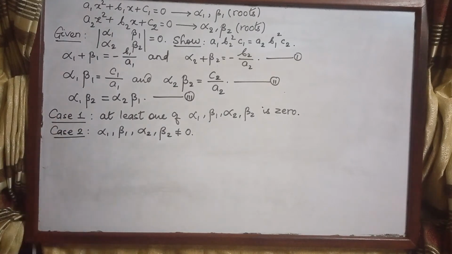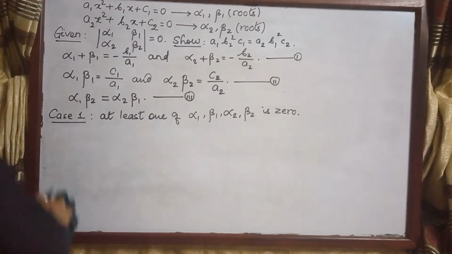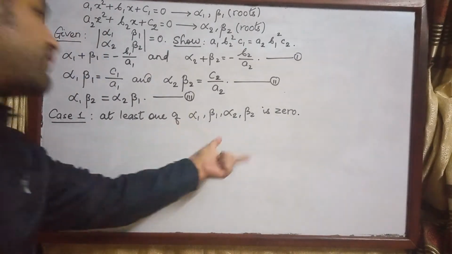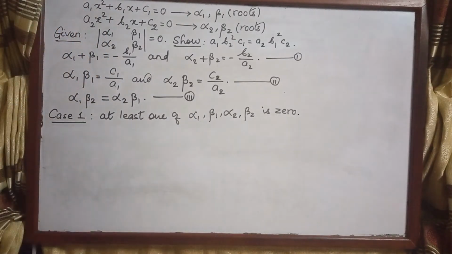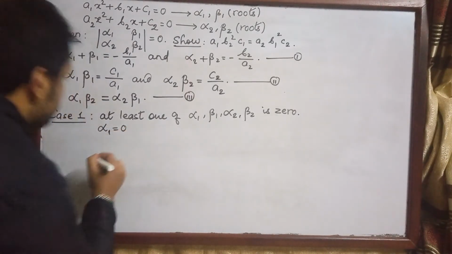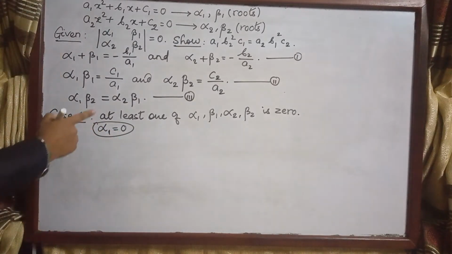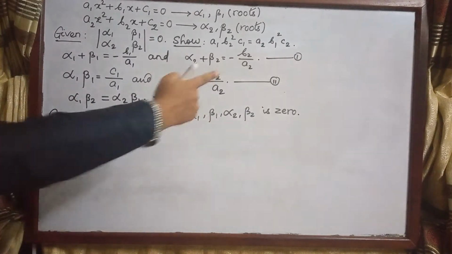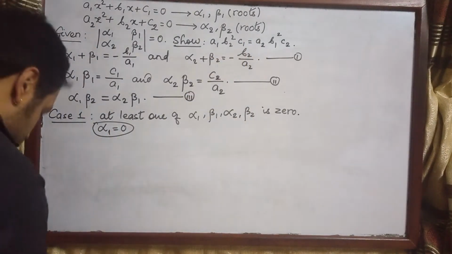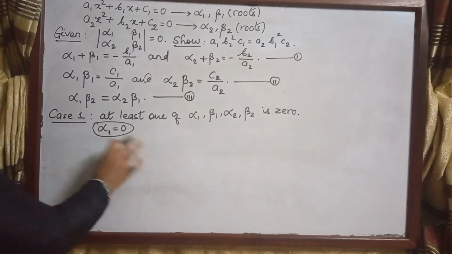Let's consider the first case. Then at least one of them is 0, so we can take any one of them to be 0. It's your choice. I'm going to take alpha 1 equal to 0. You can take beta 1 equal to 0, alpha 2 equal to 0, or beta 2 equal to 0; we're going to reach the same conclusion. You can try it yourself. I'm going to take alpha 1 equal to 0.